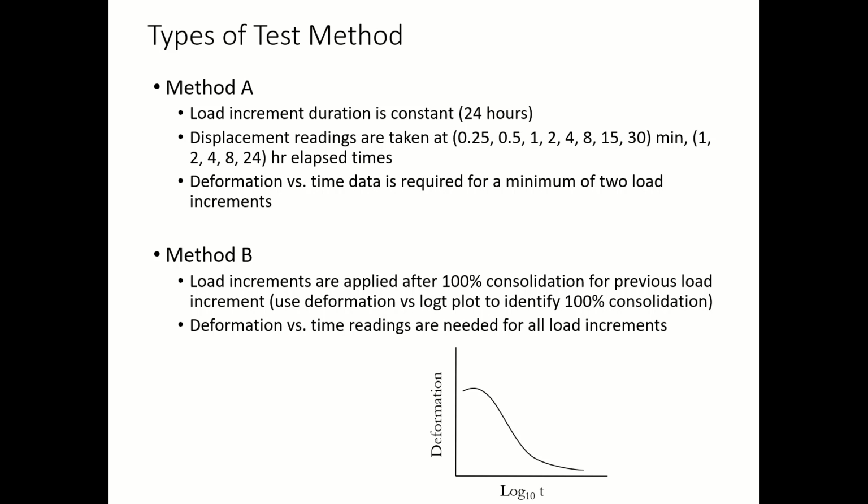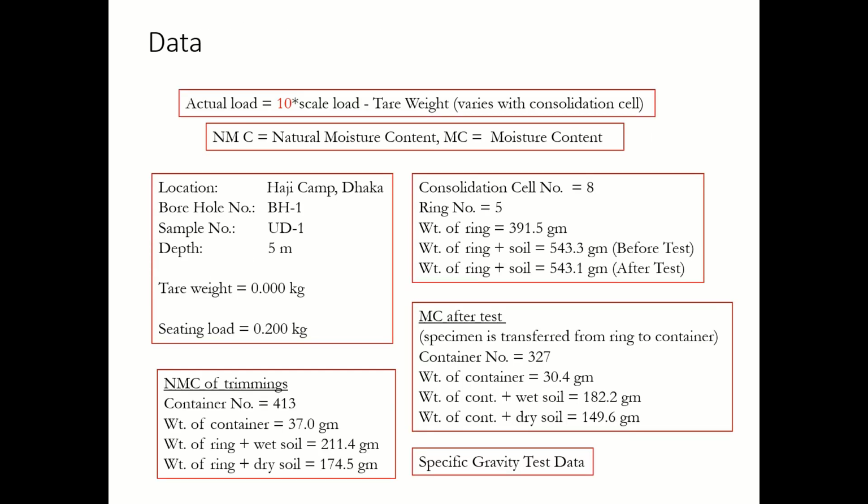Using Method B, load increments are applied after 100% consolidation for the previous load increment. Use deformation versus logarithm of time plot to identify 100% consolidation. Then deformation versus time readings are needed for all load increments. This is the required data for calculation.